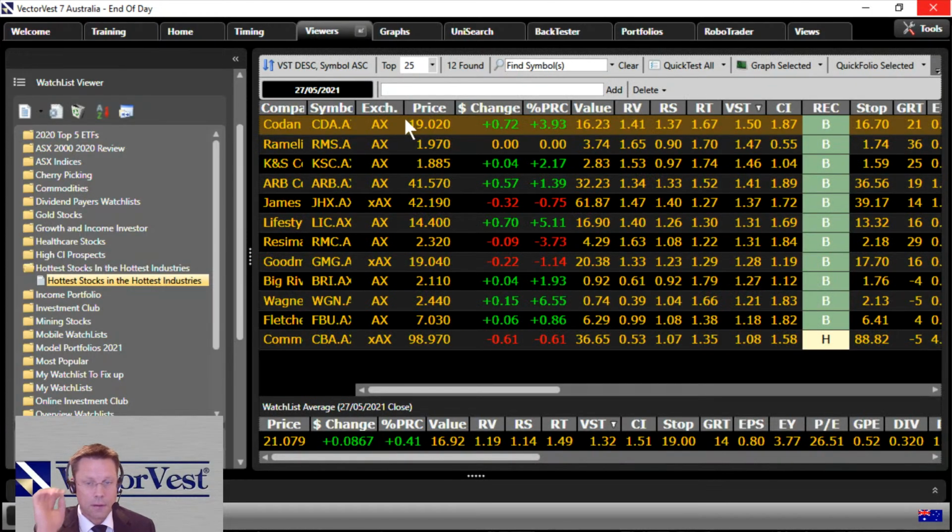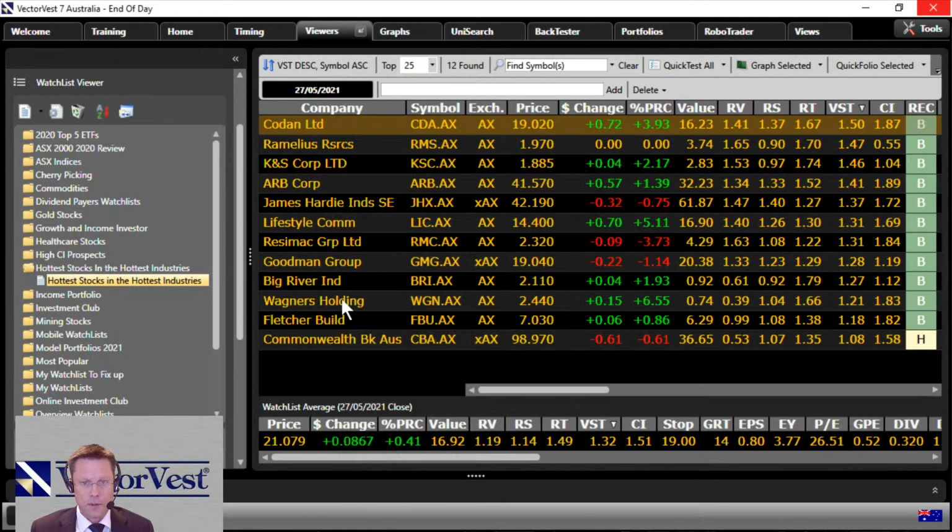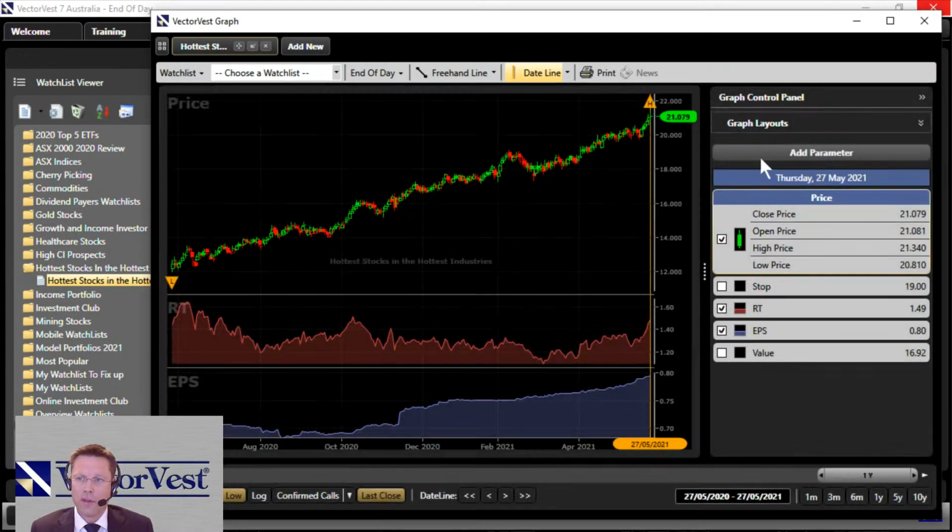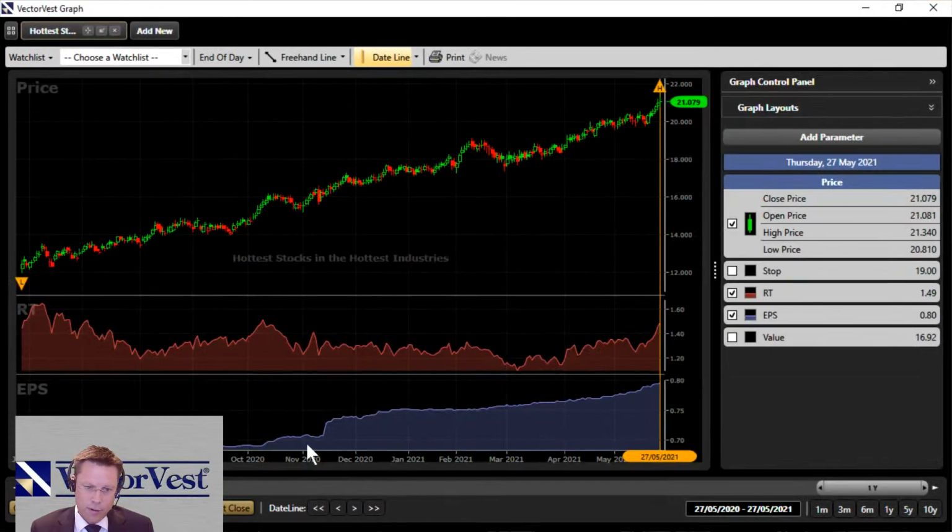All right, so just adjust my glasses. All right, there we go. And let's auto fit all columns. Here we go. 12 in total. Now this is interesting. If I come down to the bottom here, price of $21, value of 16. So neither here nor there. VectorVest saying it's effectively fairly valued. It's not dramatically over or undervalued. All right, I want to just right click this bottom line. So right click, view watch list average graph. I want to show you the average of all these stocks. Look at the earnings profile for all of these stocks on average.